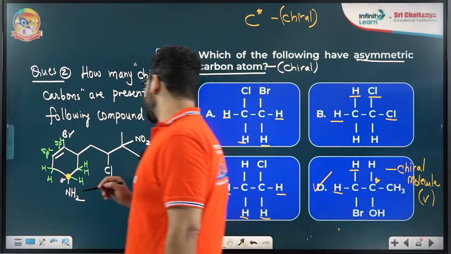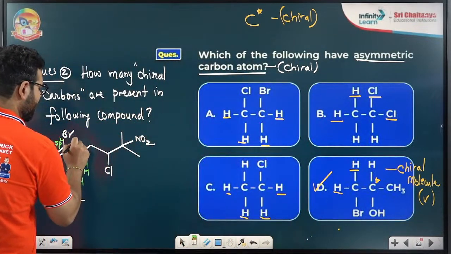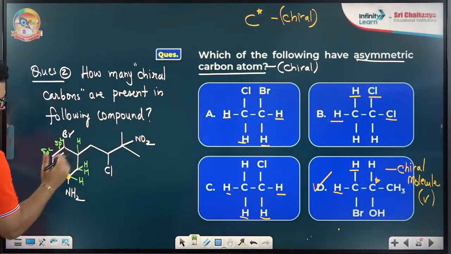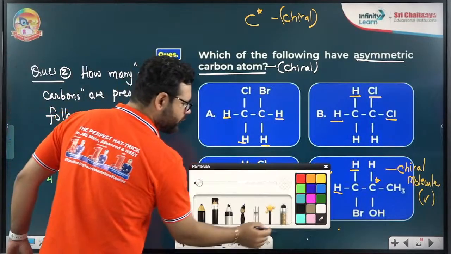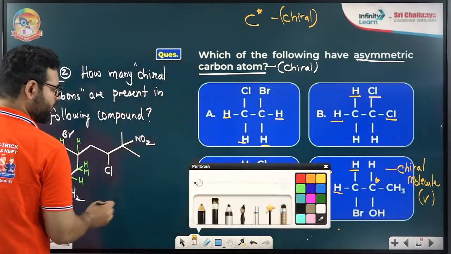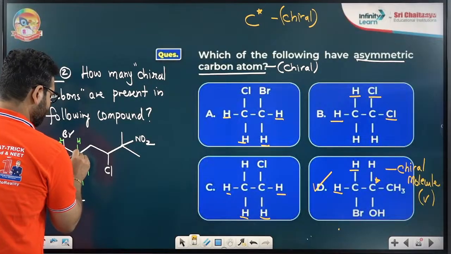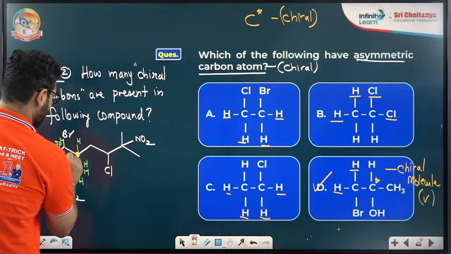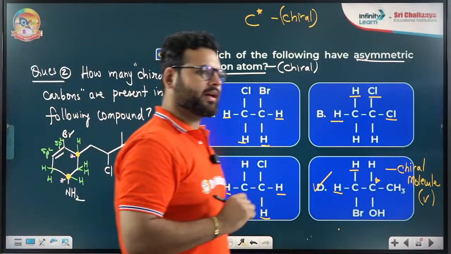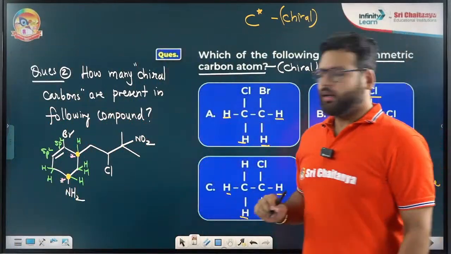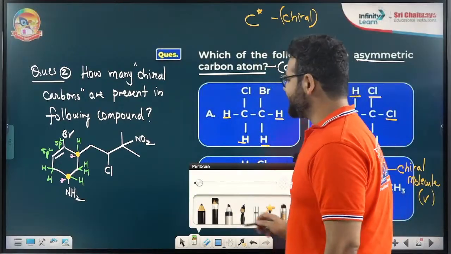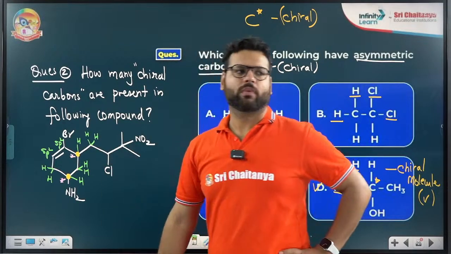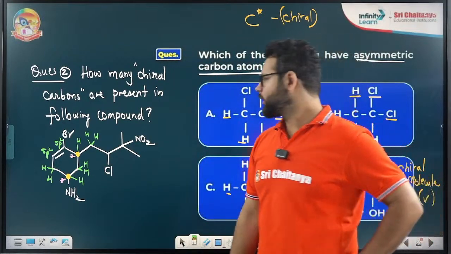Next carbon also has 4 different groups. You see here, 1 hydrogen, 1 bulky group, one this CH2 CH2, one is CBr. So yes, all 4 groups are different here. So this is also going to be chiral. This is also going to be chiral. This is also going to be chiral. Now, next one. This is CH2. So 2 hydrogens are there. Obviously, it is not chiral.